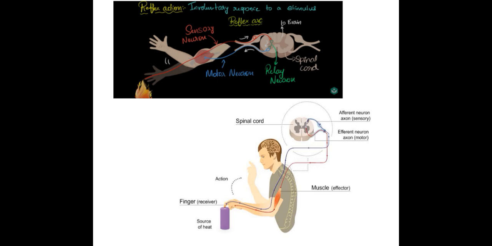The reflex action: involuntary response to a stimulus, brain, spinal cord, relay neuron, reflex arc, sensory neuron, motor neuron. Afferent neuron acts on sensory, spinal cord, efferent neuron acts on motor, muscle, effector, action, finger, receiver, source of heat.